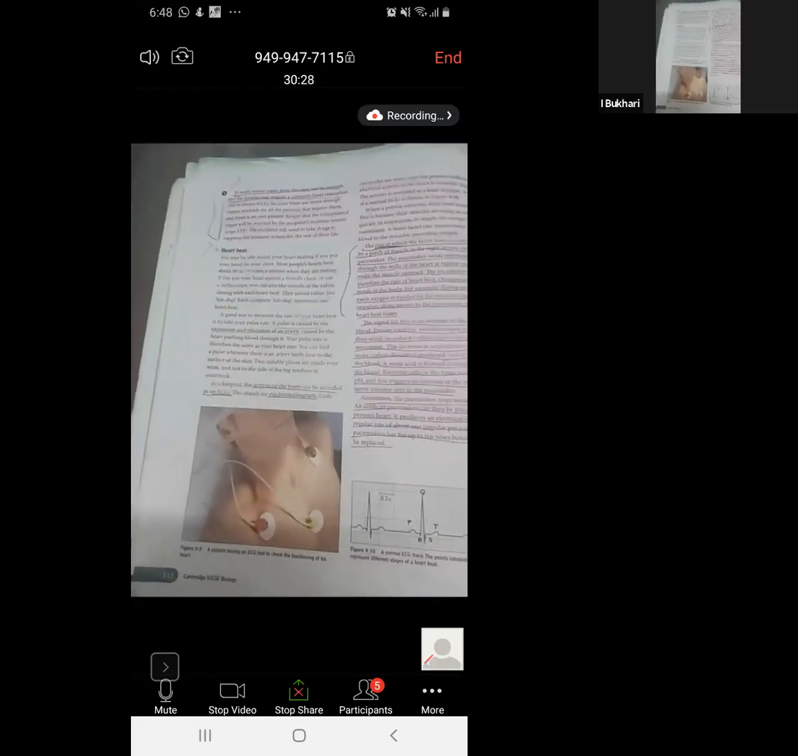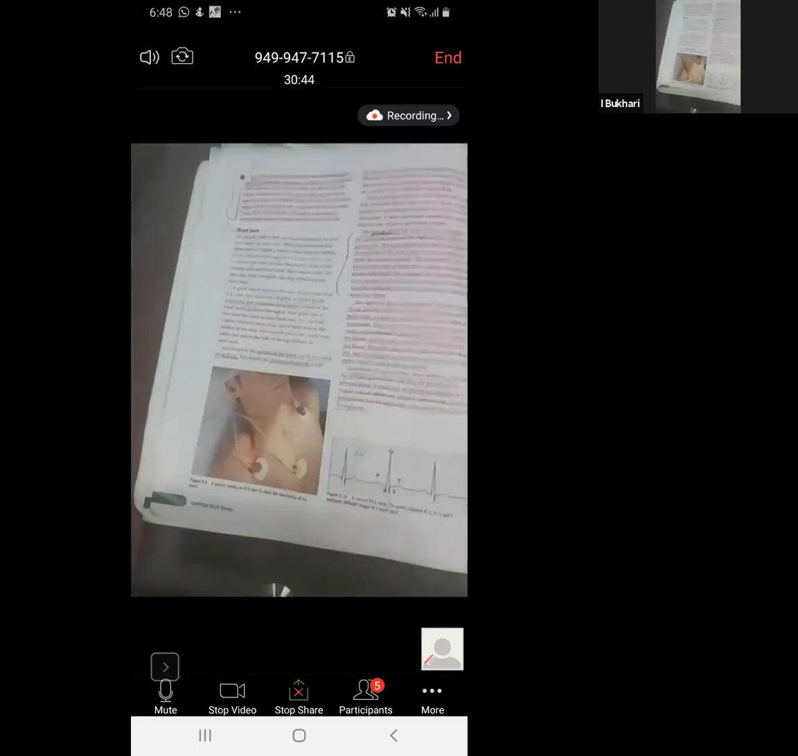It is a specialized tissue. It is muscle as well as nervous tissue combined together. You don't have to go into the details, but it is under the brain's control, and it regulates the heart rate according to the demands of the body.